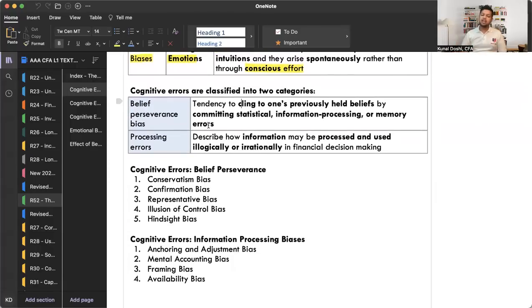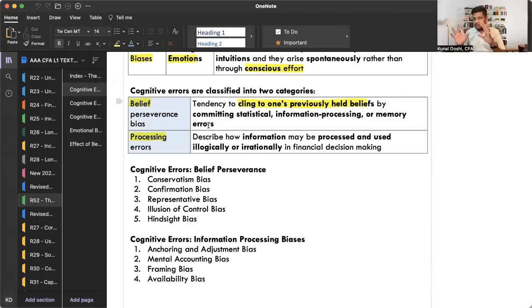So let's first understand cognitive errors. Cognitive errors itself can be classified into two things: belief perseverance and processing errors. Belief perseverance means you have some belief which you are stuck at. You're clinging upon a previously held belief and you're finding it difficult to change. You're not changing it. You're not taking up new information and processing it, right? Now, this again can be due to your inability to do that or because you do not have enough guidance.